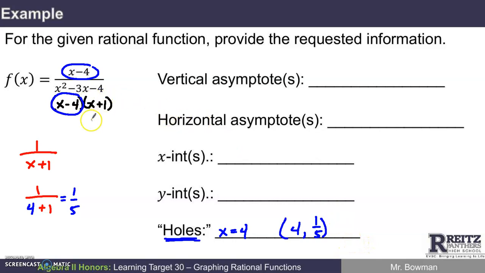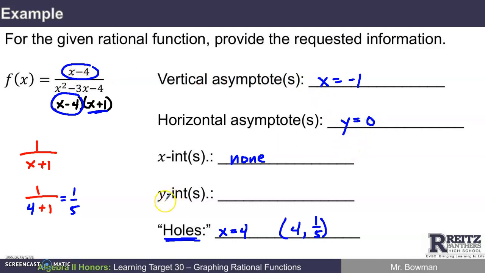Now, the x plus 1 that's left in the denominator tells me that x equals negative 1 is a vertical asymptote. There are no factors of the numerator left when I thought about dividing out the x minus 4. So what that tells me is that there are no x-intercepts. This thing will not cross the x-axis. To find the horizontal asymptote, I want to look back at the degrees, and I see that the degree of the denominator is greater than the degree of the numerator, and that tells me that the horizontal asymptote will be y equals 0.